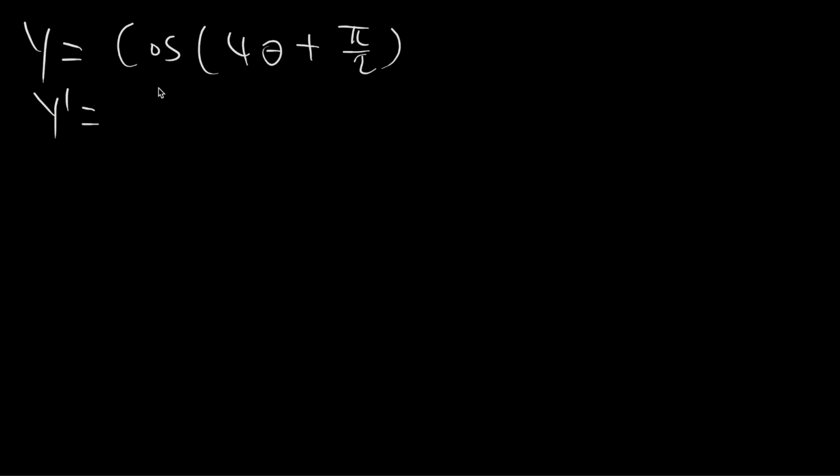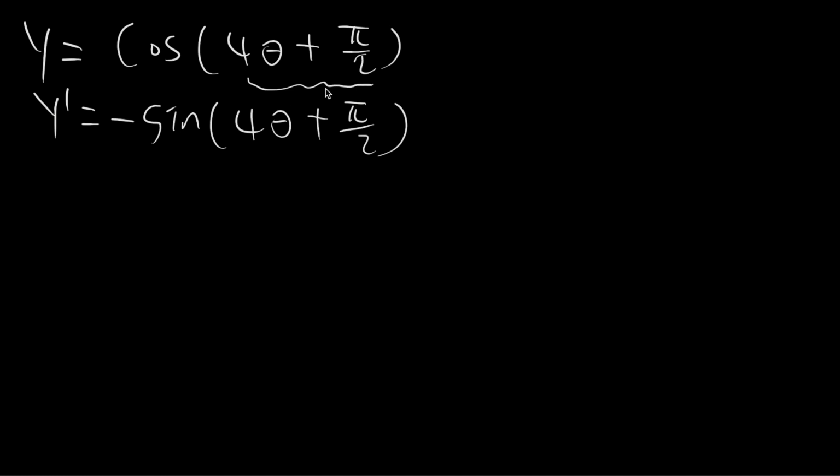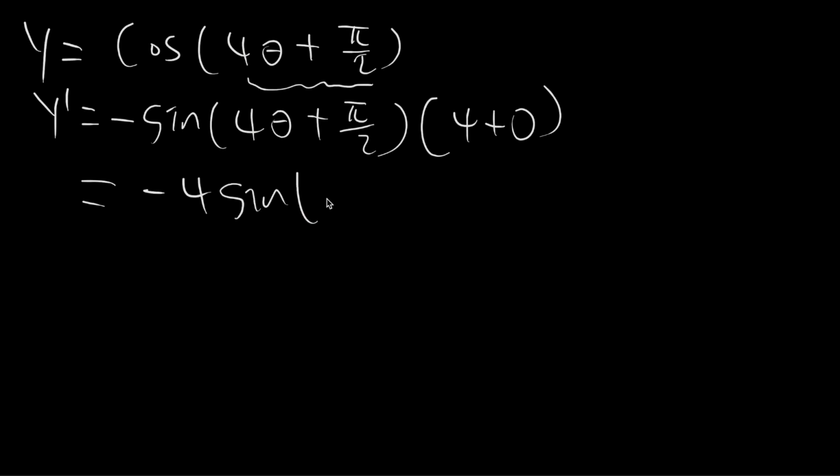So the derivative of cosine (4 theta plus pi over 2) is going to be equal to negative sine (4 theta plus pi over 2). And then you need to take the derivative of 4 theta plus pi over 2, which is equal to 4 plus 0, right? Because pi over 2 is a constant. So this is going to be equal to negative 4 sine (4 theta plus pi over 2).